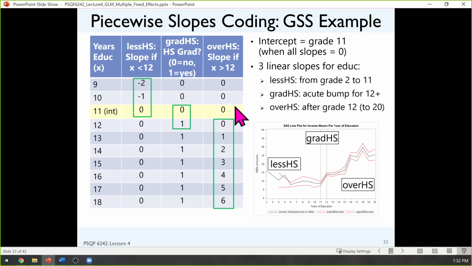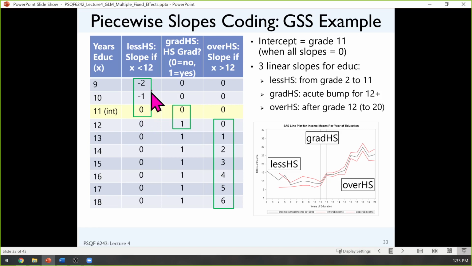But here's what we're going to do. We're going to create 3 new predictors that capture the range of education for which we want distinct slopes. 3 ranges, 3 predictors. I have to set one of the years of education as the 0 point to create an intercept. So I have chosen to do that at grade 11, which is why it's highlighted in yellow here. So for the 3 new predictor variables that I'm going to be creating, I'm going to set each of them equal to 0 if a subject has grade 11.